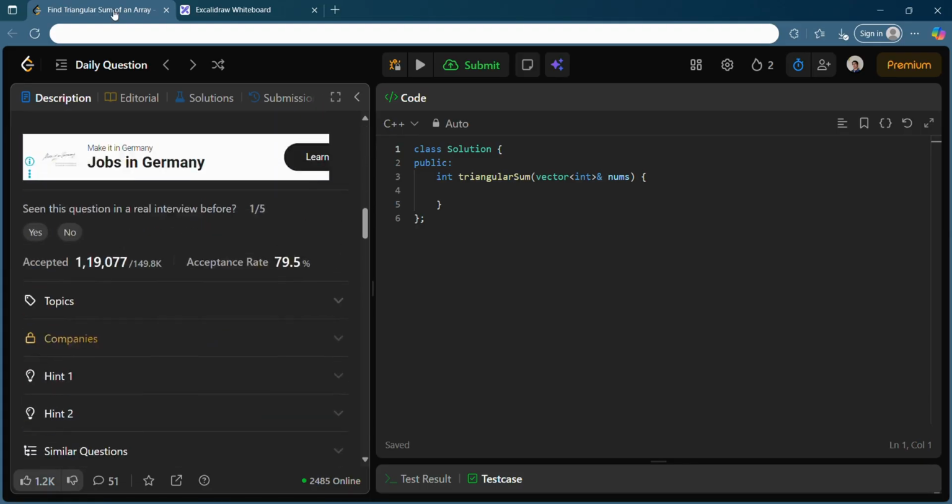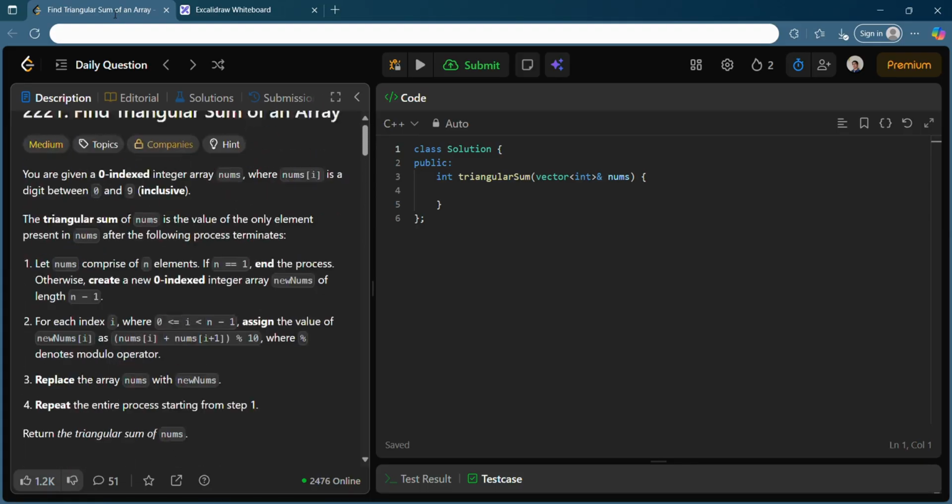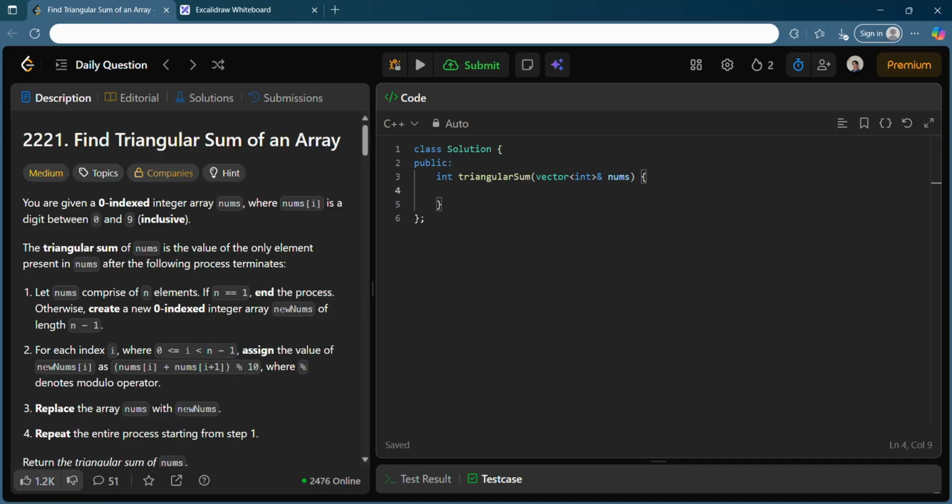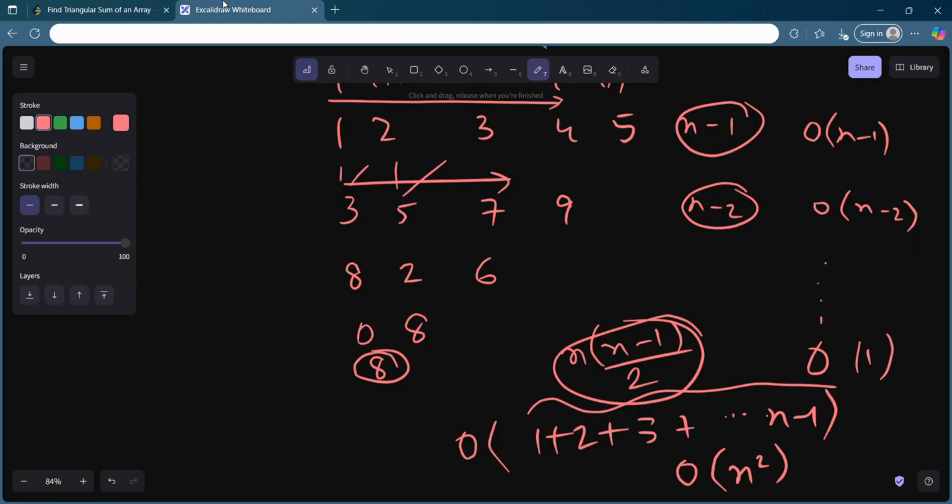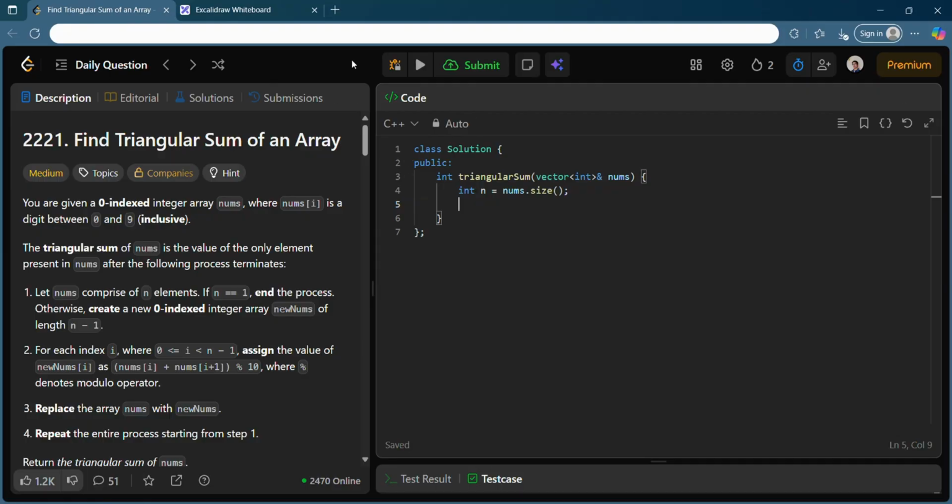So an O of n square solution will work here, because the limit is 1000. I will implement this quickly and also tell you the O of n solution, but we will decide whether to code that or not. So let's try to solve this in O of n square, as I had already told. We have this n right now with me, and every time let's decrease n.